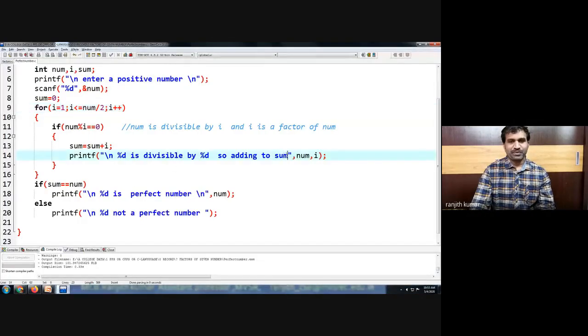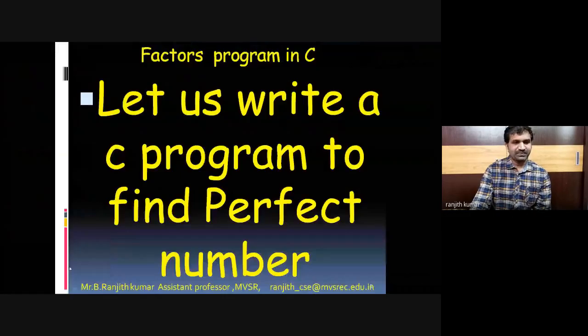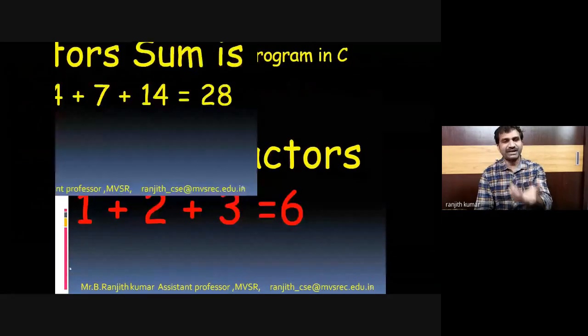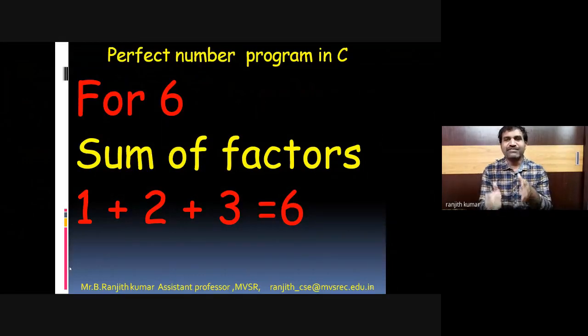Okay, so hope you have understood. Now let us explain why we are taking this n by 2. If you observe, for any perfect number, all the factors are available in the first half of the number only. In the second half, there is only one factor, which is the number itself. So all the factors will be available in the first half of a given number.